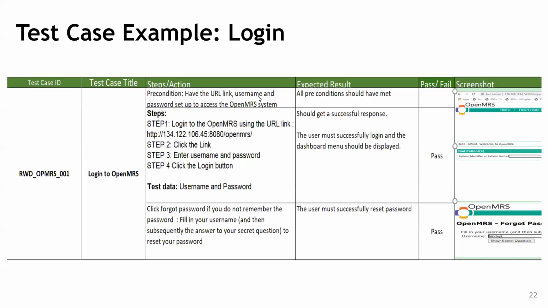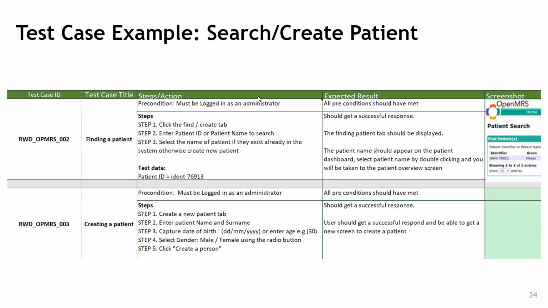Okay, we can proceed. Okay, so this is the same example. I won't dwell much on this one. It's the same template, but this one is for creating or searching a patient. So this one we are searching for a patient. It's called finding a patient, and then this one here we are creating the patient. So the creating will most likely be done when the patient is not found here.